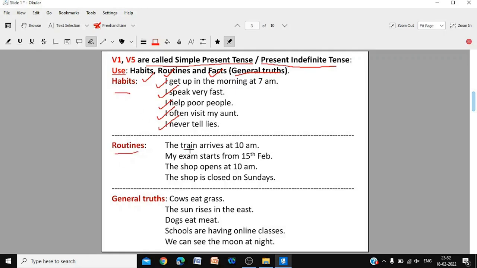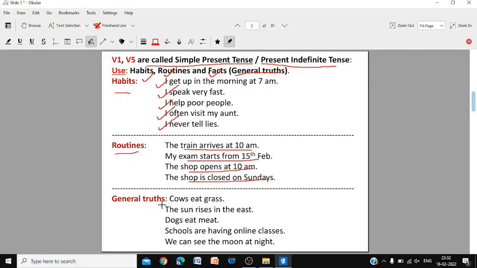The train arrives at 10 a.m. My exam starts from 15 Feb. The shop opens at 10 a.m. The shop is closed on Sundays. The shop is closed on Sundays means it will be closed on every Sunday. The shop opens at 10 a.m. It will open at 10 a.m. every day. The train arrives at 10 a.m. That is a scheduled time of arrival.